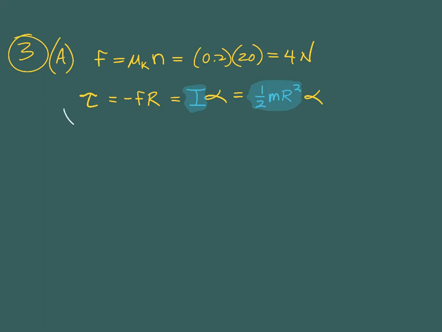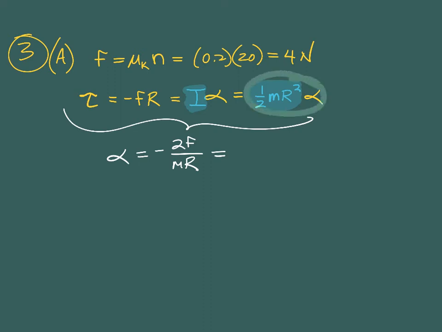I mean, pound a screw into the wall with a hammer, it just doesn't work out as nicely. Anyways, so all of this to say that I can pull alpha away and write it as negative 2F over the mass times the radius. All right, and so that is basically taking this and this.